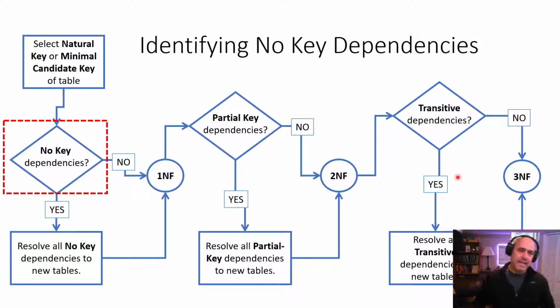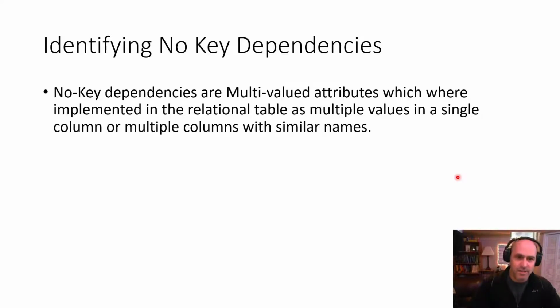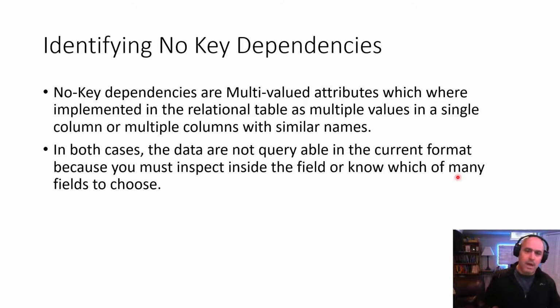Now that we have selected a key, we can answer the first question. Are all columns dependent on that key? So identifying no key dependencies. No key dependencies are multi-valued attributes in disguise. Basically, conceptually, someone took a multi-valued attribute and just left it in there in the table and then said, whatever, I'll figure out how to deal with it later, and then never did. And so as a result, you have a hidden many-to-many relationship that's shoved into one attribute. Okay. In both cases, the data is not queryable in the current format.